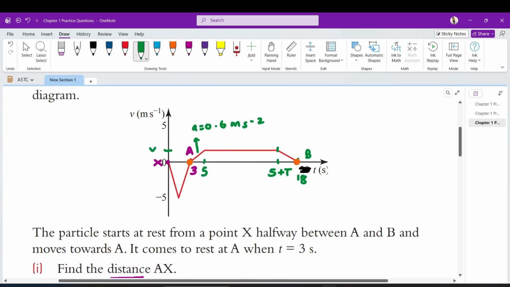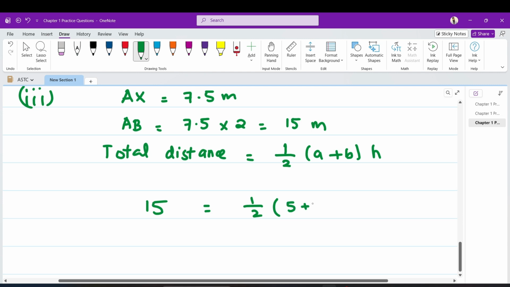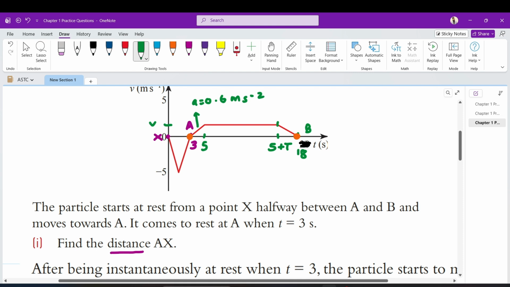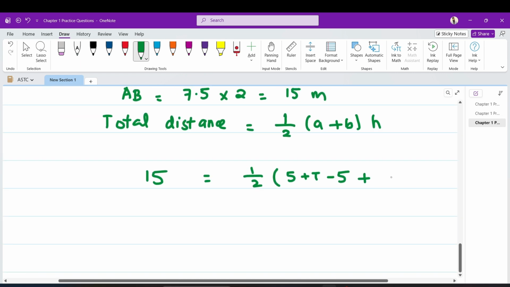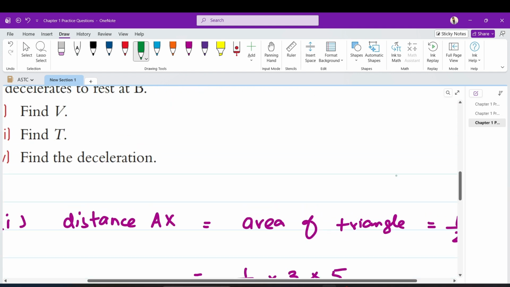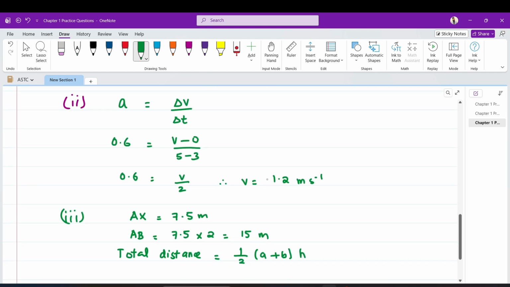The first one will be 5 plus t minus 5. That's the first one. And for the second parallel side, my starting point is 3 and the ending point is 18. So that will be 18 minus 3, the difference between 18 and 3, multiplied by the perpendicular distance. The perpendicular distance would be the velocity, right? If you look over here, the height of the trapezium is the value of v, which we calculated as 1.2 meters per second.